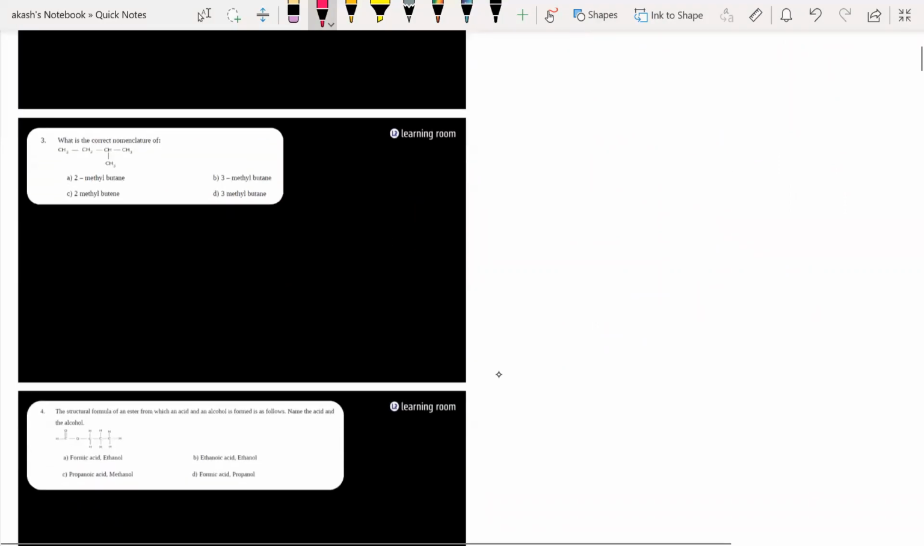Next, what is the correct nomenclature of this? Now it's very simple. You have to start numbering from here because this methyl group has to get the least possible number. So it should be 1, 2, 3, and 4. So if it's 4, it should be butane, right? And the third position, we have a methyl group. So it should be what? 3-methyl butane, right?